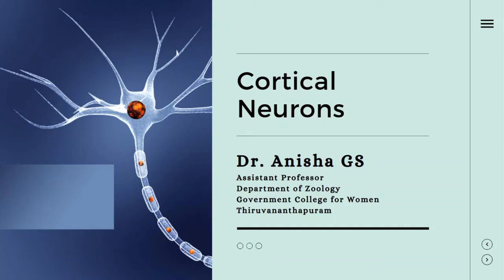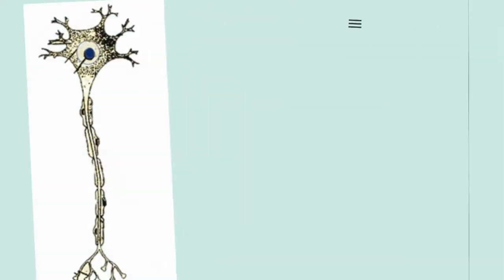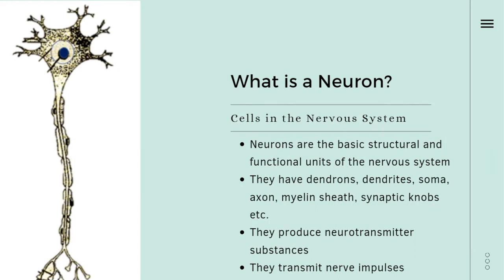Today we are discussing cortical neurons. This is the outline of today's presentation. First we will briefly discuss what is a neuron, then types of cortical neurons, stellate or granular cells, pyramidal cells, and finally cortical layers. First, let us see what is a neuron.